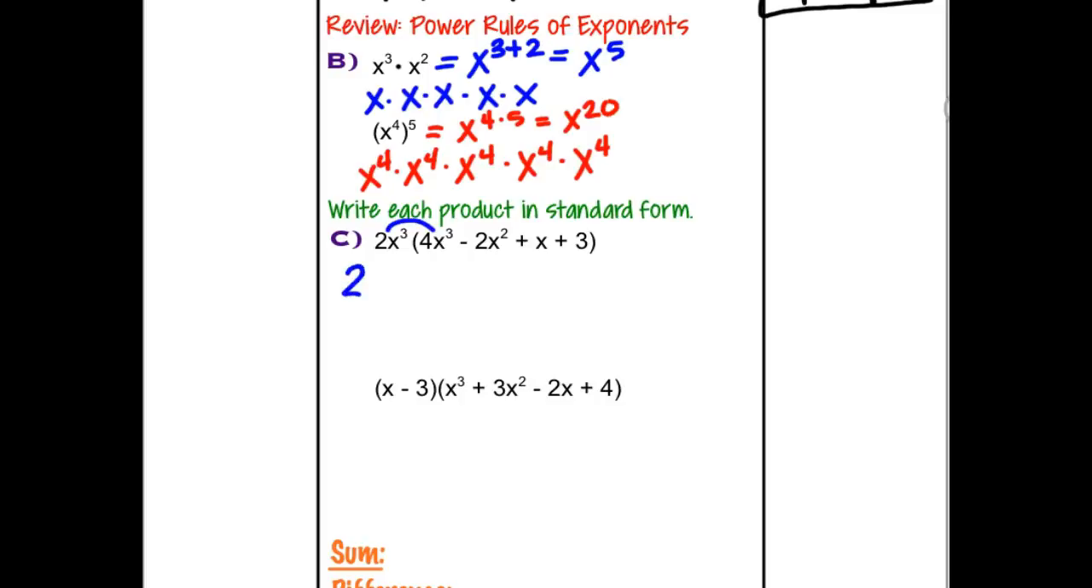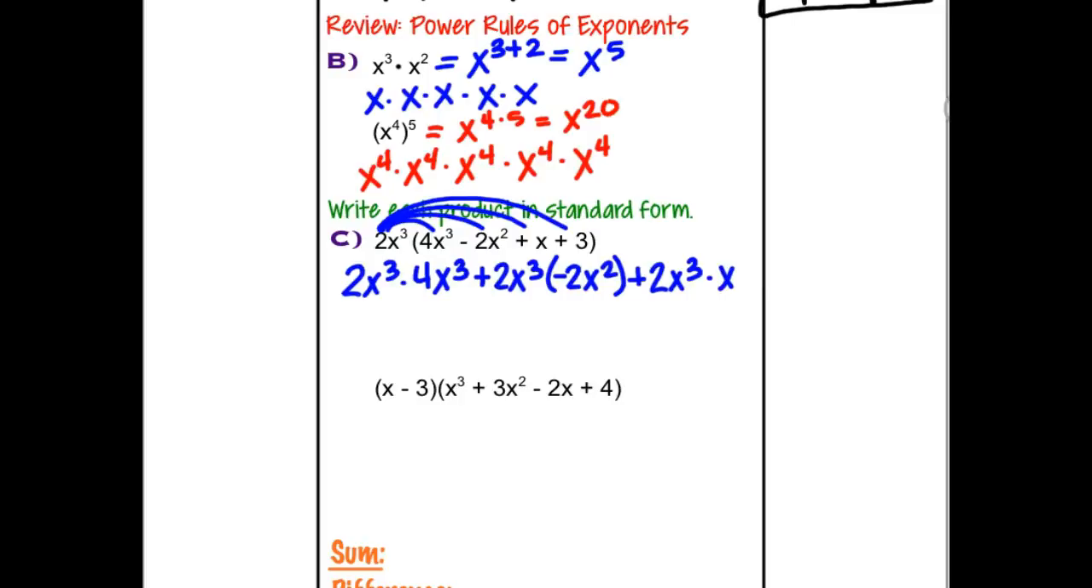So you've got 2x cubed times 4x cubed plus 2x cubed times negative 2x squared plus 2x cubed times x plus 2x cubed times 3.